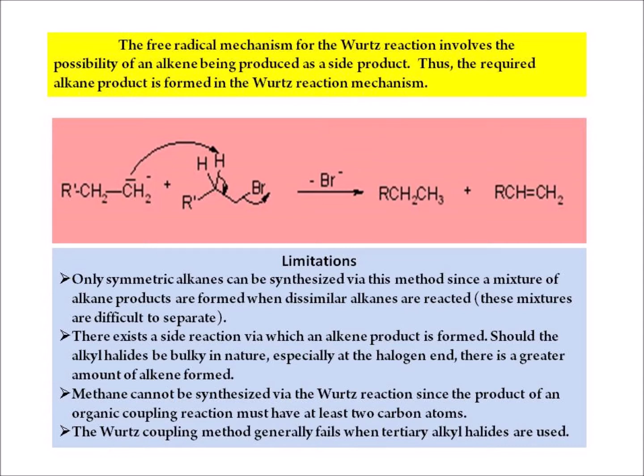Should the alkyl halide be bulky in nature, especially at the halogen end, there is a greater amount of alkene formed. Methane cannot be synthesized via Wurtz reaction since the product of an organic coupling reaction must have at least 2 carbon atoms. The Wurtz coupling method generally fails when tertiary alkyl halides are used.